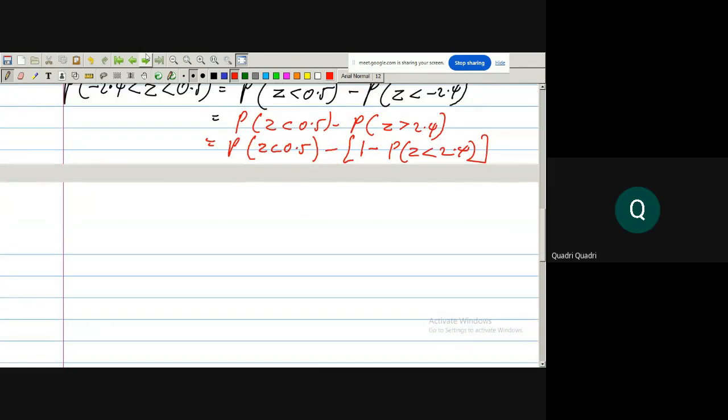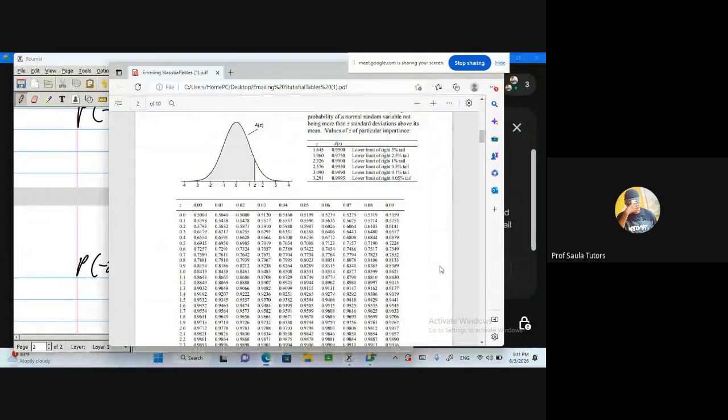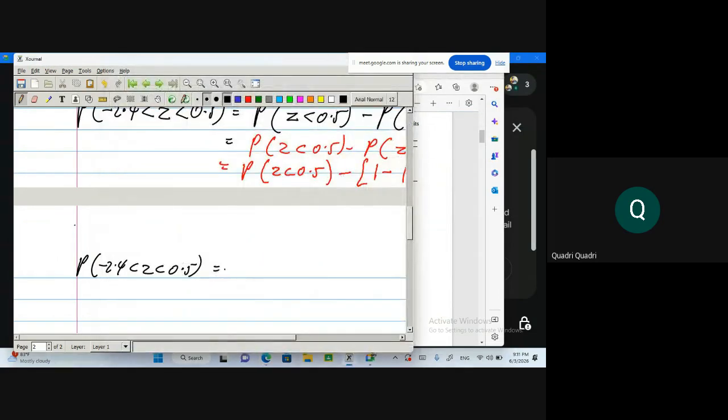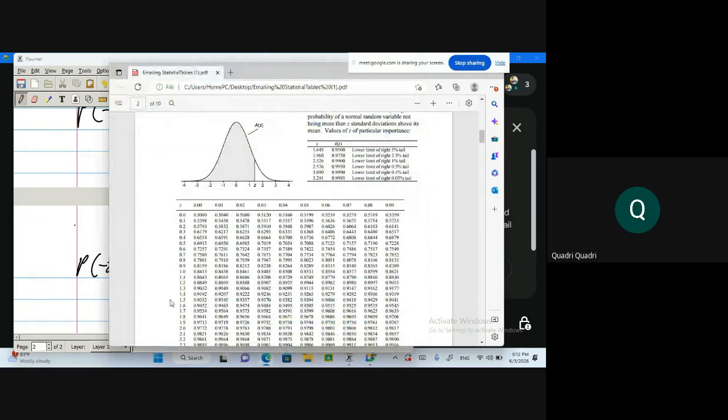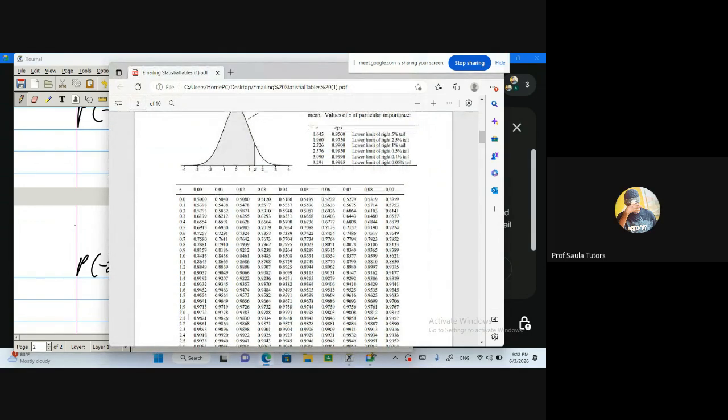So the probability of z less than 0.5. Let us look at our table together. For 0.5 we have 0.6915. So 0.6915 minus 1 minus the probability of z less than 2.4. What do we have for 2.4? You have 0.9918.